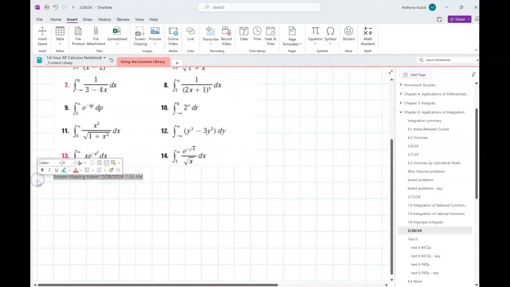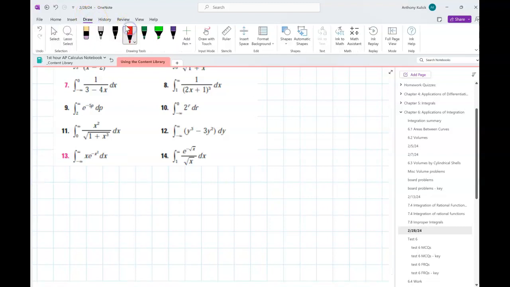All right. So first thing I want to do for number 13 is I notice that both the upper and lower bounds are infinite. So I want to start by breaking that into two separate integrals. Typically, I'd want to break it at 0. Tends to be the most convenient place to do that.